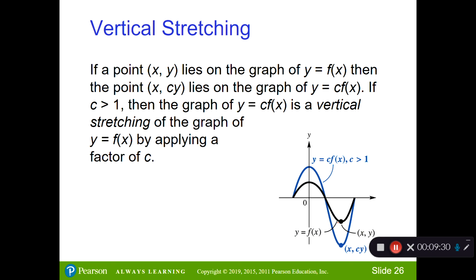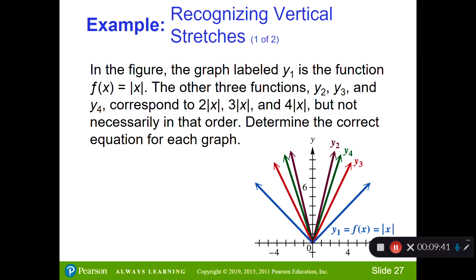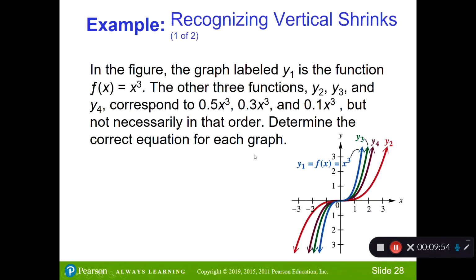If I multiply outside the function, that results in a vertical stretch or compression. Stretch if it's bigger than 1, compression if it's less than 1. So for example, absolute value of x is my function here in blue. 2 times, 3 times, or 4 times stretches the graph vertically. But a half times, a third, 0.3 times, and 0.1 times compresses a graph vertically. So it makes it go down more when I'm compressing.